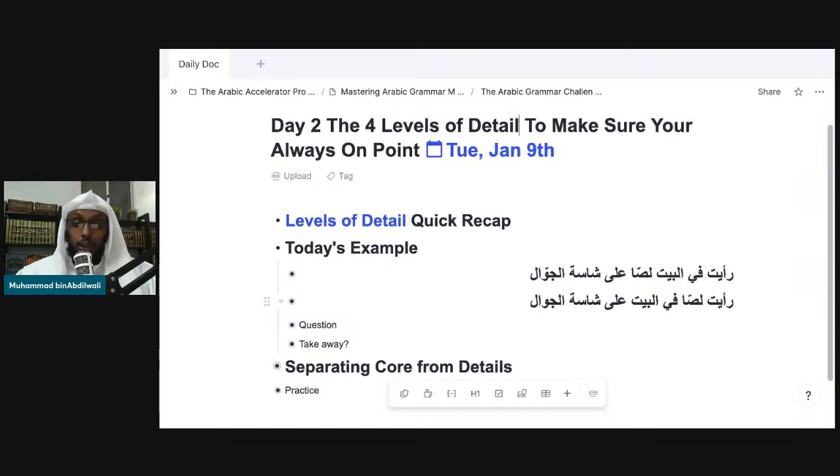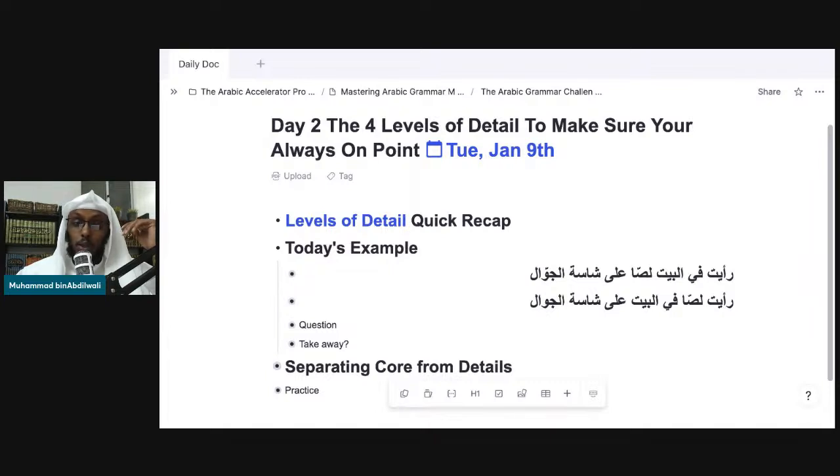So here we have two sentences. The first one says رأيت في البيت لصا على شاشة الجوال. And the next one says رأيت لصا في البيت على شاشة الجوال. Now both sentences have the exact same words. It's just that the word order has been changed. And this change in word order has an effect on the meaning, okay? Which is what we're going to explore right now, okay?